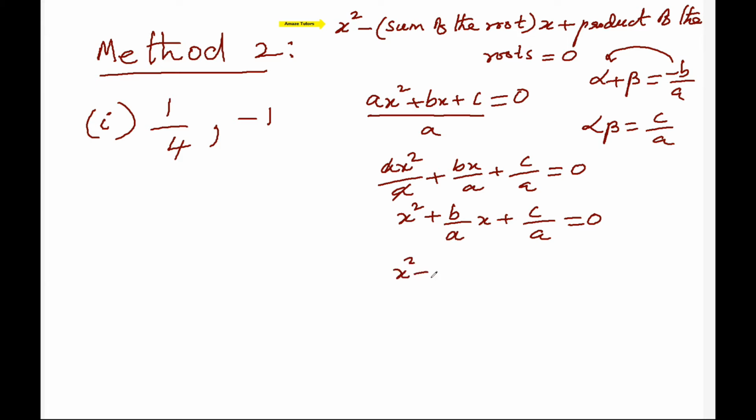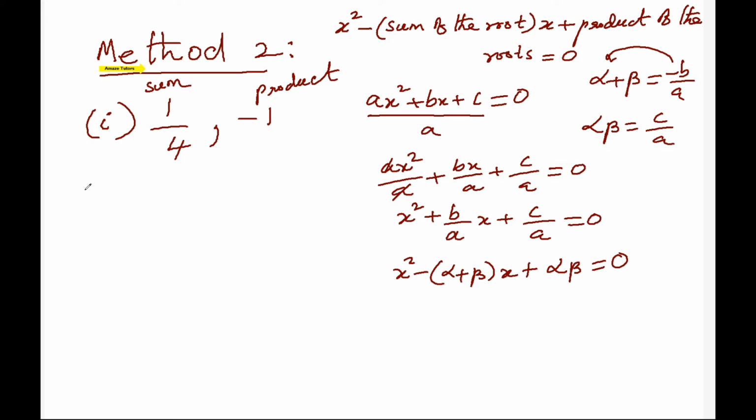Now minus alpha plus beta, use the brackets because the negative is outside, x plus c by a is simply alpha beta, which is the product. This is how I can write this formula: x squared minus alpha plus beta, the sum of the roots, x plus alpha beta, the product of the roots. So we are going to use this formula for method 2. We are going to simply substitute. This is the sum and this is the product given in the question.